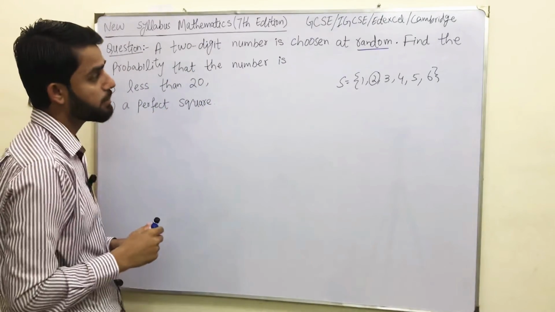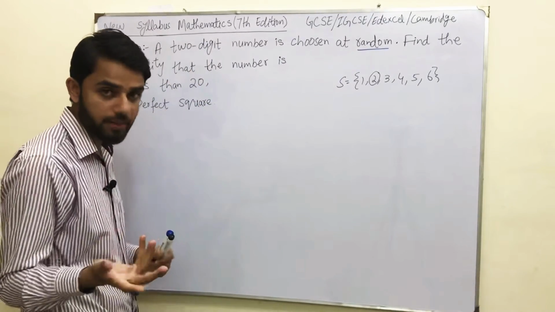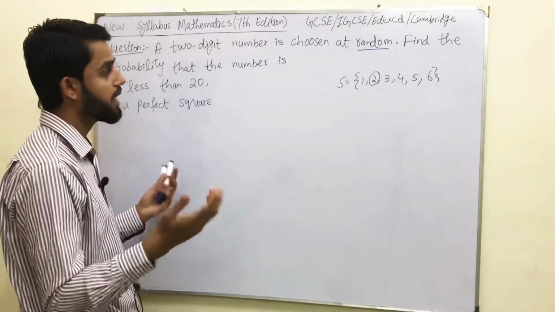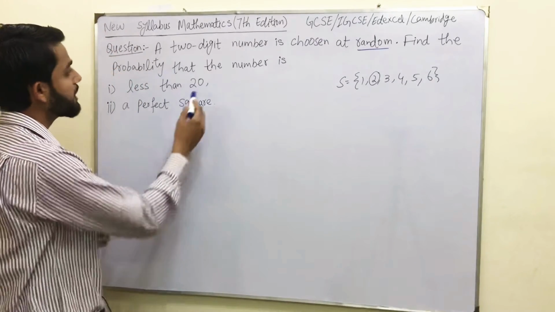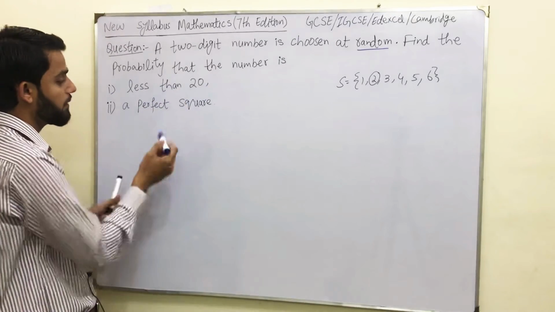A 2-digit number is chosen at random, right? You are choosing a number at random. Find the probability that the number is less than 20, a perfect square.